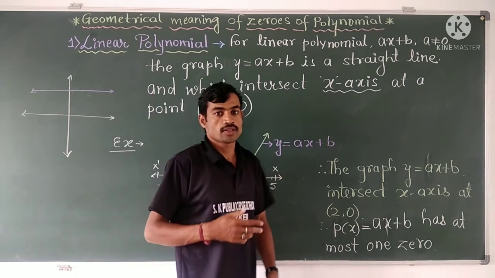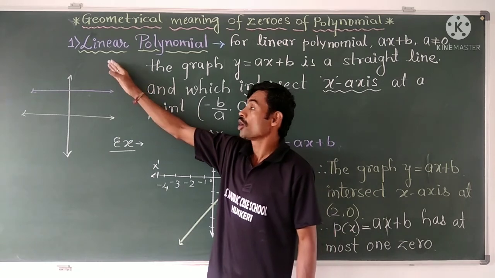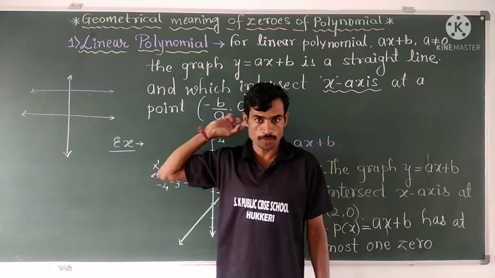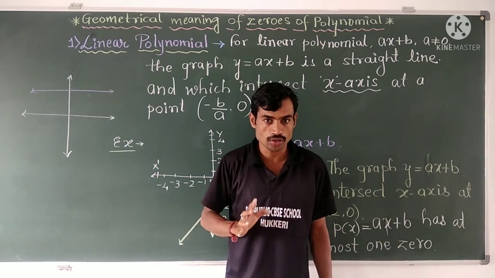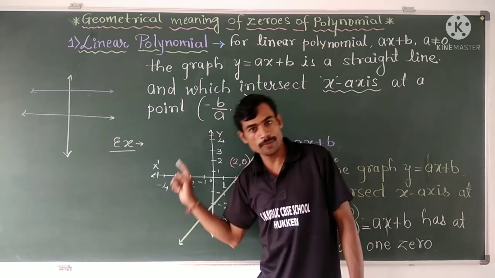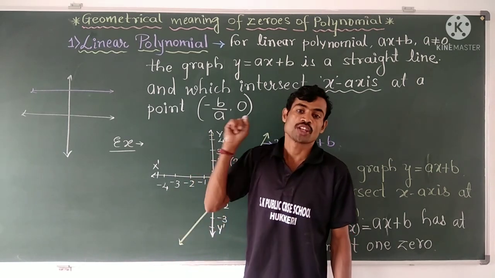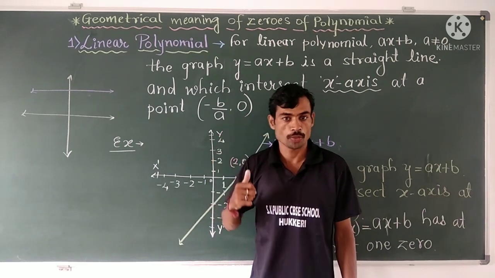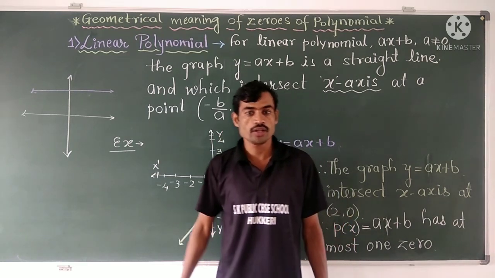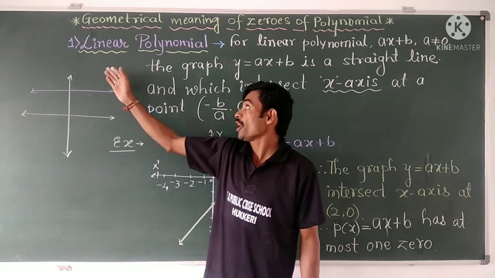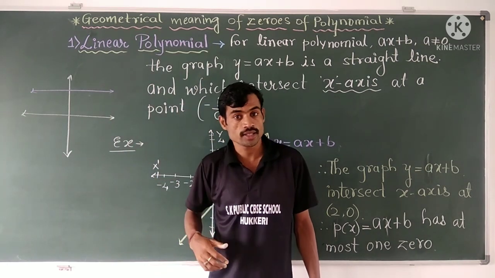In the next class, we will discuss quadratic polynomials. So, linear polynomial understood? The graph intersects the x-axis at some number of points, and the given polynomial has that many zeros. In the next section, you will see the quadratic polynomial and its zeros.